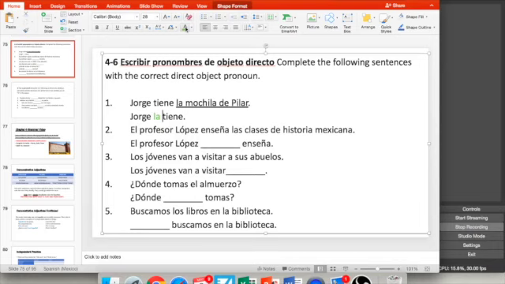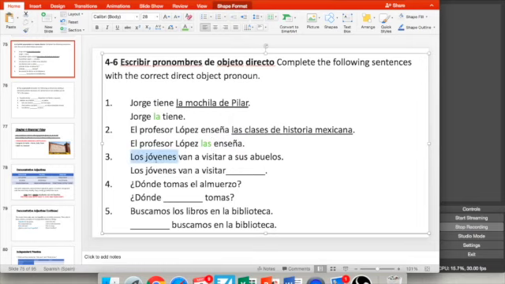On number 2, it tells us that el profesor López enseña las clases de historia mexicana. So Professor Lopez teaches the Mexican history classes. In this case, Professor Lopez teaches who? Teaches what? He teaches the classes of Mexican history. We know that las clases in this case are plural, so we can narrow it down to either los or las. We know that they are feminine in this case. It says las clases, so we can use las as our object. El profesor las enseña.